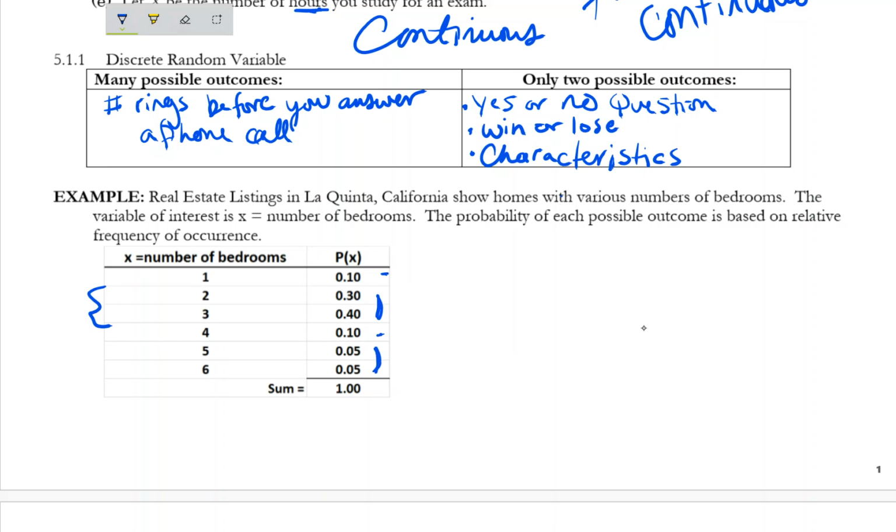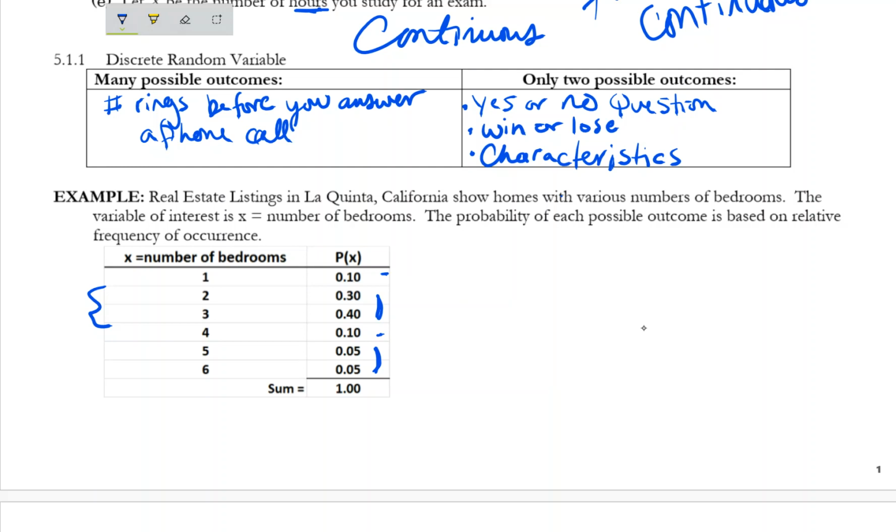So notice we're doing this in probability, not percentages, because you can't calculate anything with percentages. But for some reason, when we write things out, we'll say things like there's a 40% chance of someone having a 3 bedroom home if they list their home in La Quinta, California. So that's kind of fun.